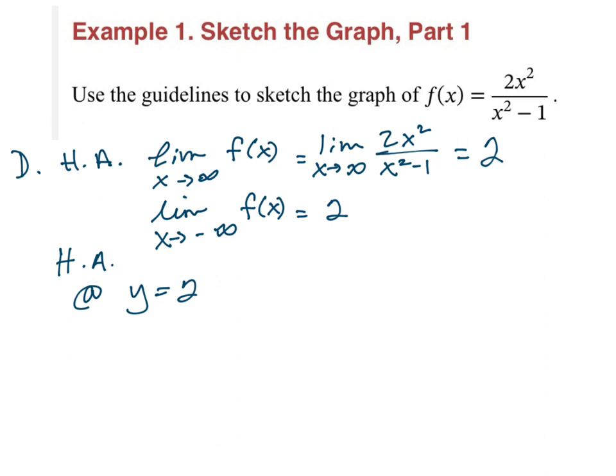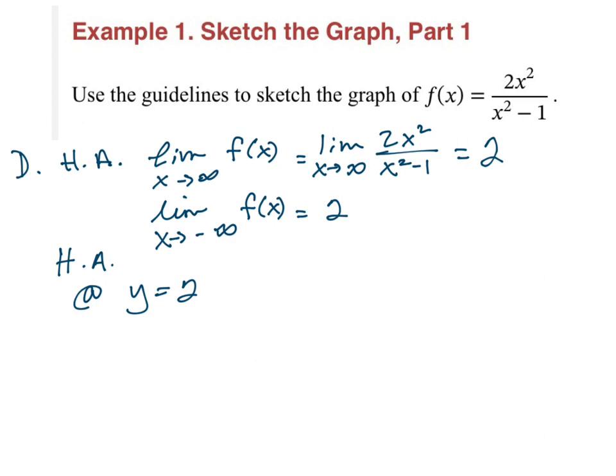Now, can the function cross the horizontal asymptote? Is that allowed? Yes. In the middle, right? We're talking end behavior here. So as we approach positive and negative infinity, the ends will go to that asymptote. That's not saying it's a boundary it can't cross in the middle.